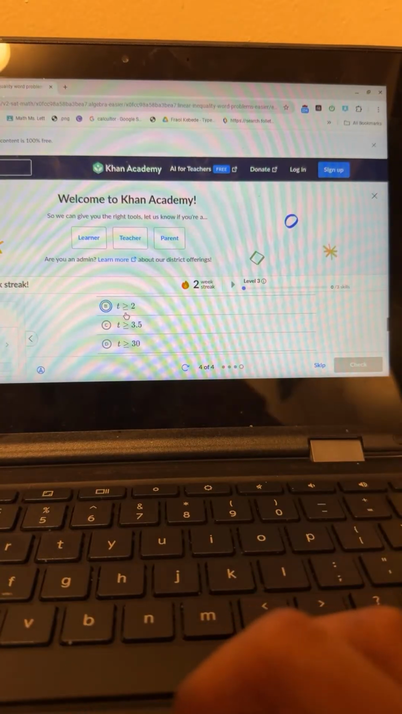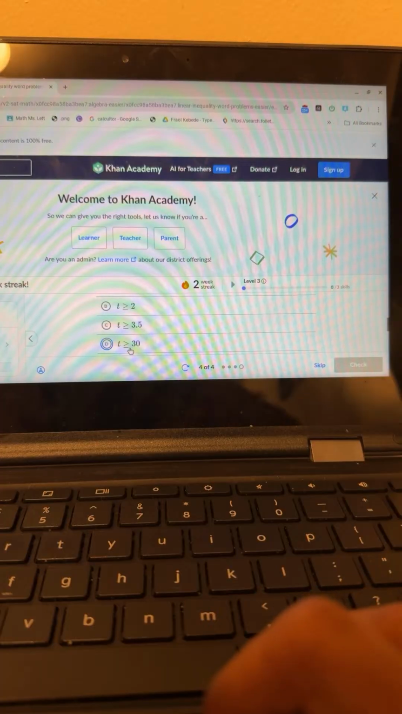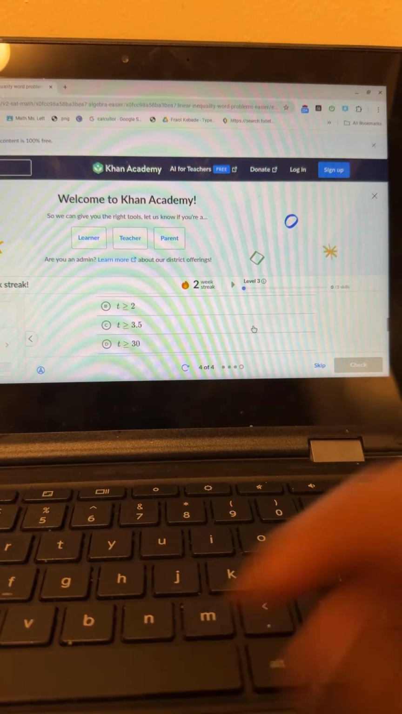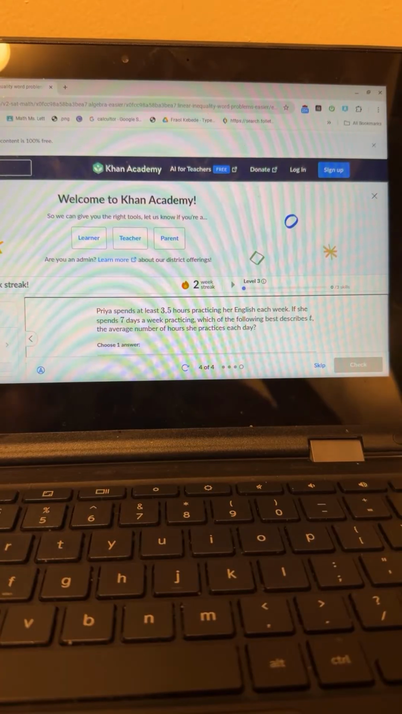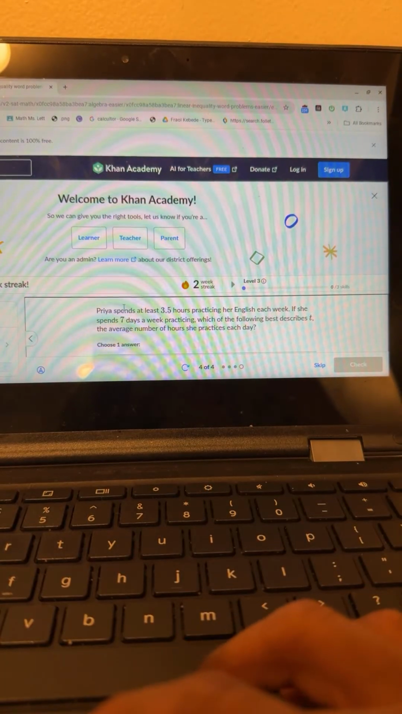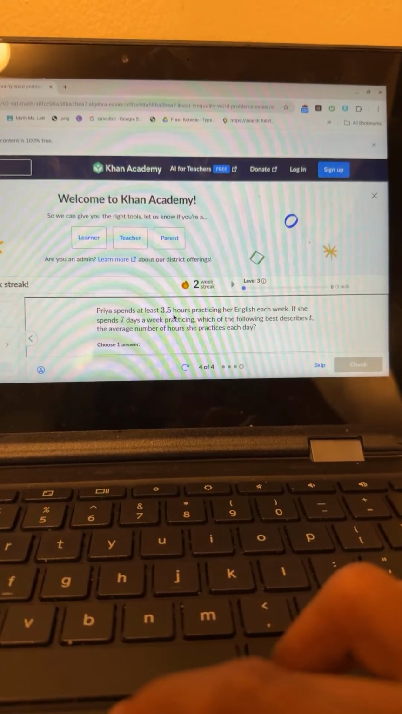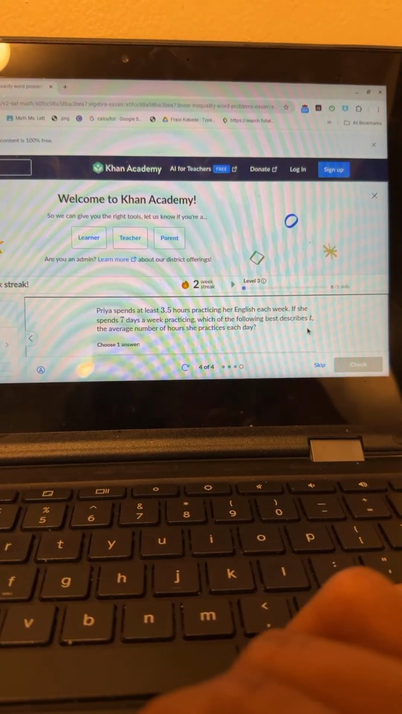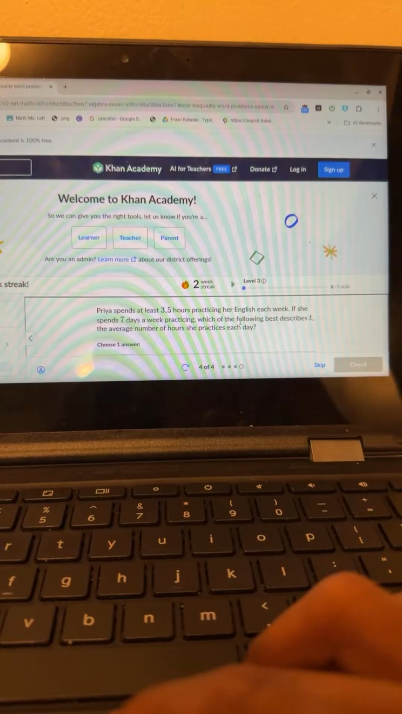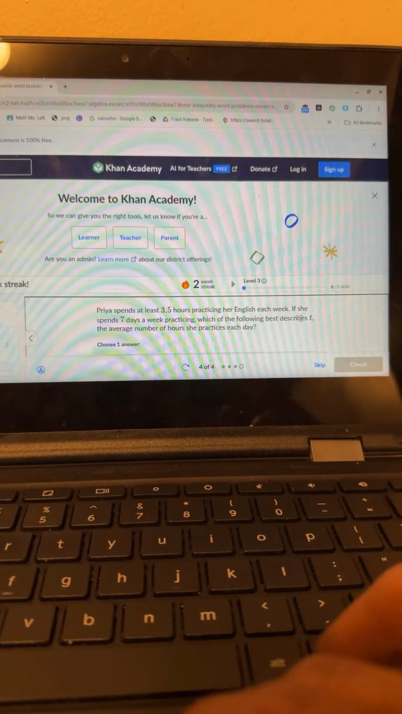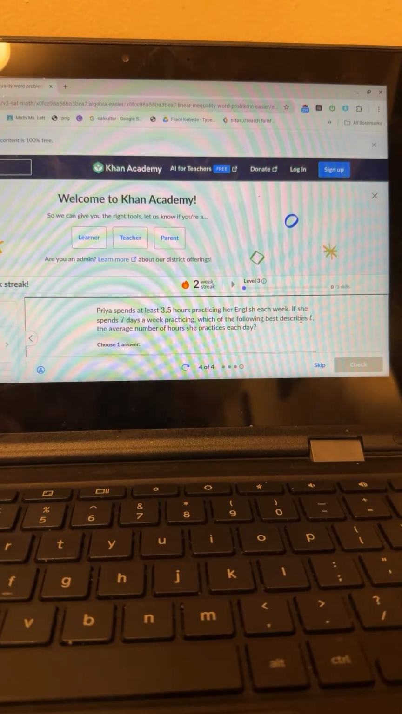T is greater or equal to 2. T is greater or equal to 3.5. T is greater or equal to 30. Alright. Pyra spends at least 3.5 hours practicing her English each week. If she spends 7 days a week practicing, which of the following best describes T, the average number of hours she spends practicing each day?